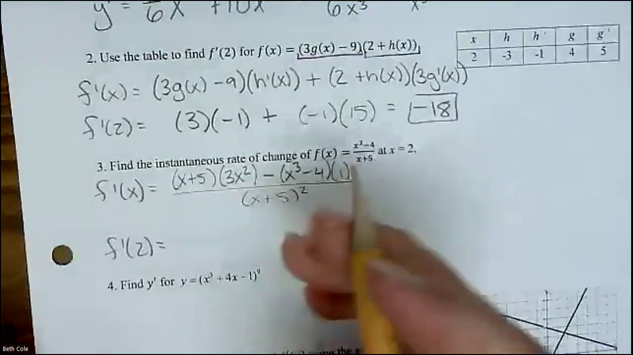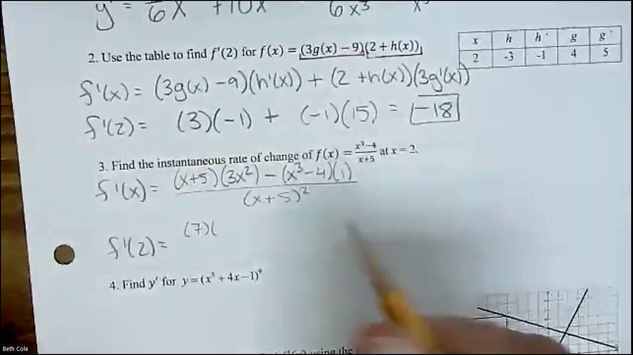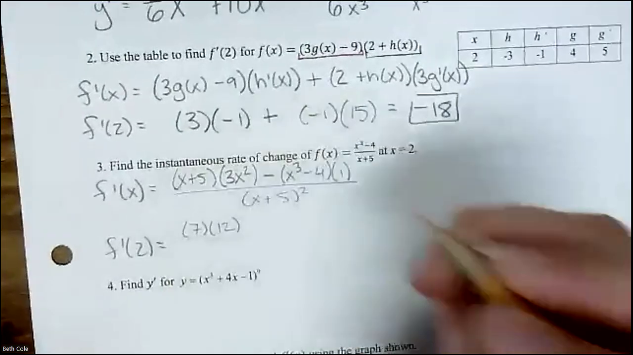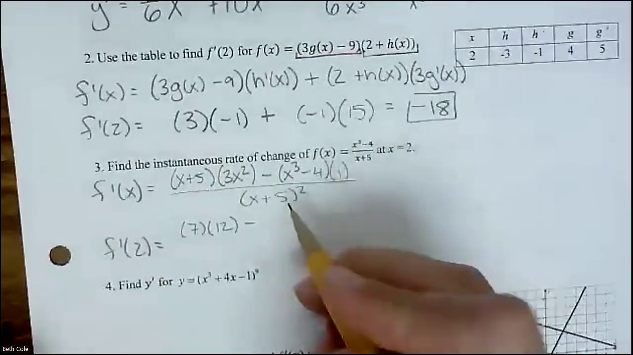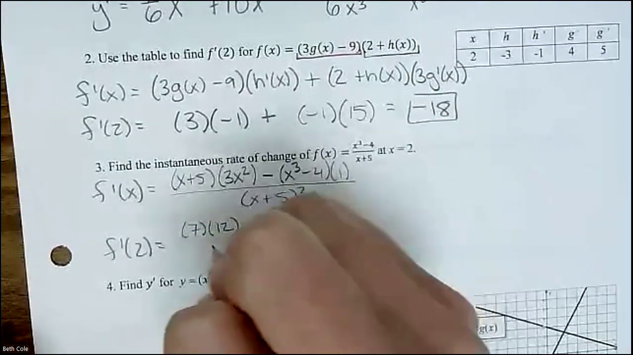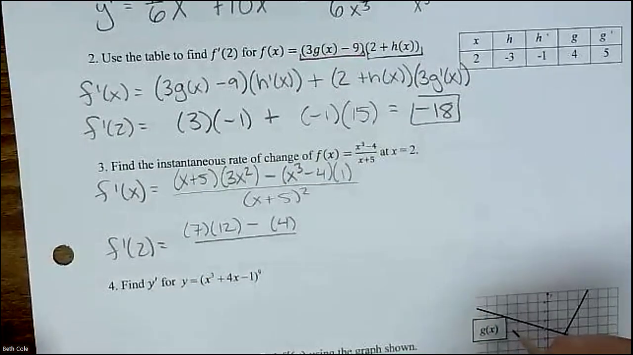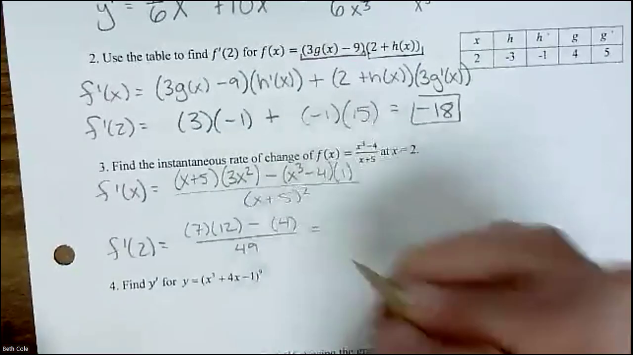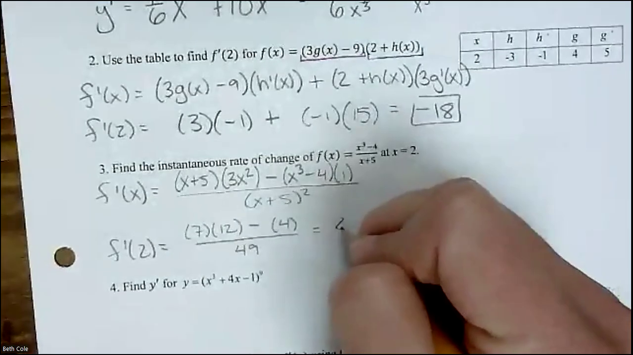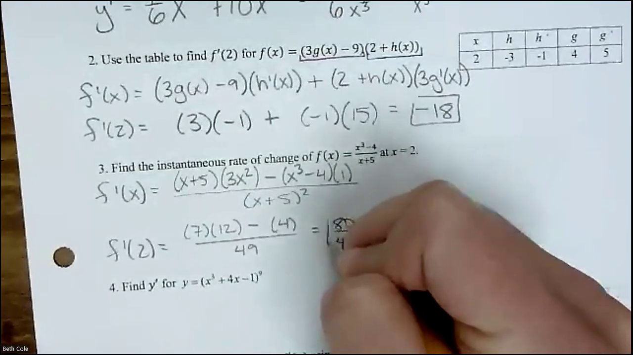2 plus 5 is 7. This will be what, 12? I'm going to just work it out. You tell me if I make a mistake. We'll just check each other. 2 cubed is 8, minus 4 is 4. And then down here, 7 squared is 49. So 7 times 12 is 84. 84 minus 4 is 80. So 80/49ths, which is a great answer.